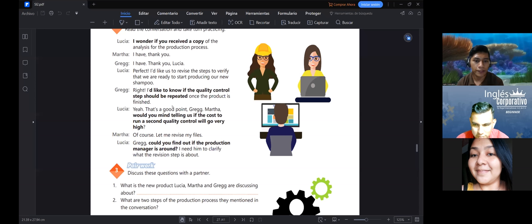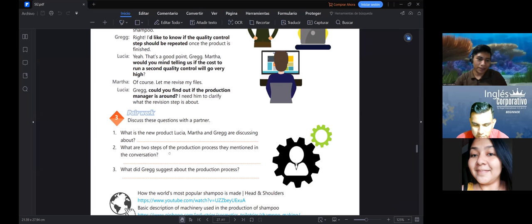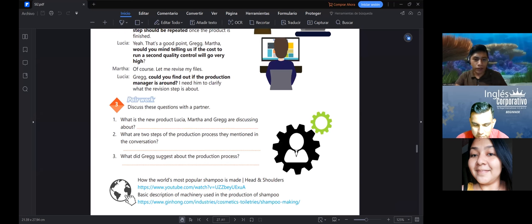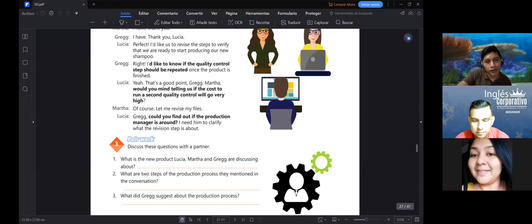That should be repeated, I think. Yes. Two steps. Yes, mention that, two steps. And number three, what did Greg suggest about the production process? Maybe about that, right. I would like to know if the quality control step should be repeated once the product is finished. Yes. I think it's about that. Yes, I would like to know if the quality control step is repeated once the product is finished.